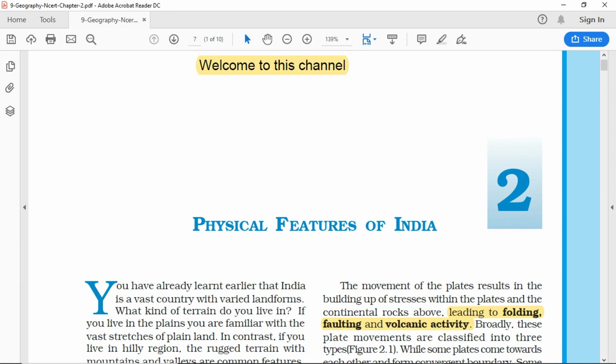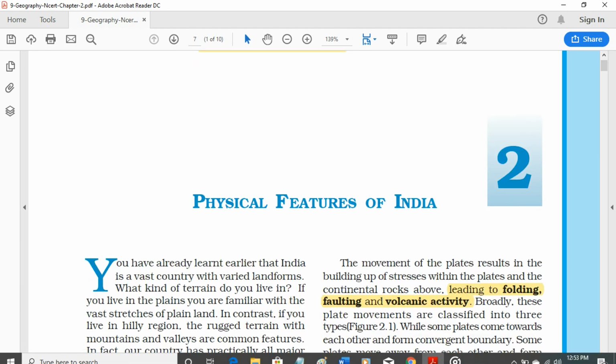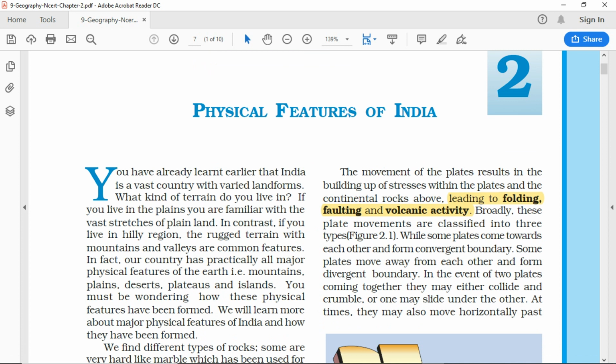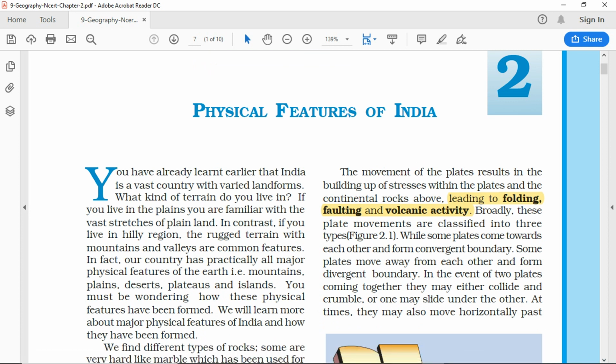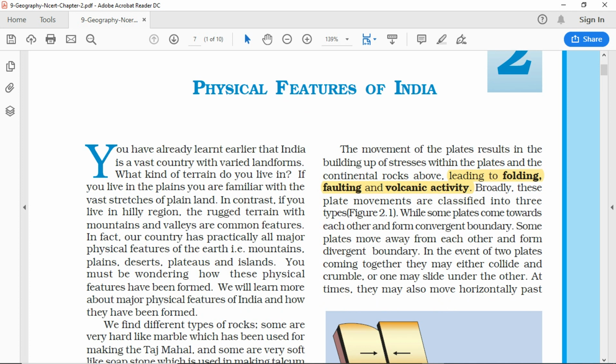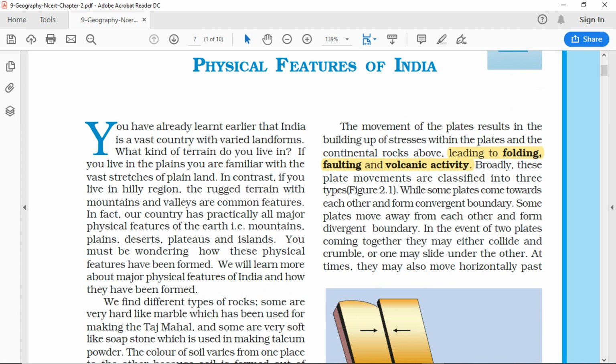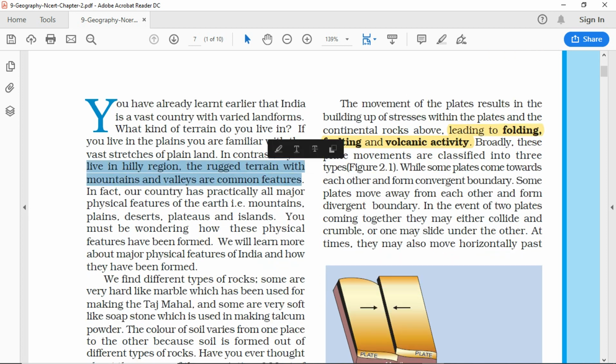You already learnt earlier that India is a vast country with varied landforms. What kind of terrain do you live in? If you live in the plains, you are familiar with the vast stretches of plain land. In contrast, if you live in a hilly region, the rugged terrain with mountains and valleys are common features.